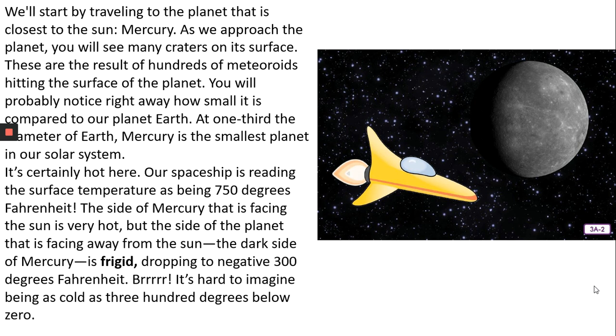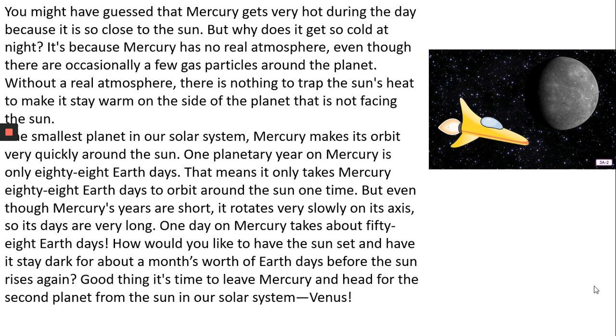The side of Mercury that is facing the sun is very hot. But the side of the planet that is facing away from the sun, the dark side of Mercury, is frigid, dropping to a negative 300 degrees Fahrenheit. Brrr. Hard to imagine being as cold as 300 degrees below zero. You might have guessed that Mercury gets very hot during the day because it is so close to the sun.